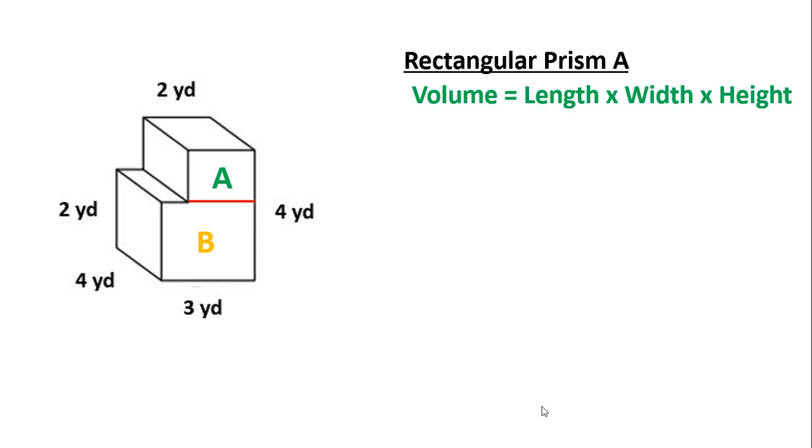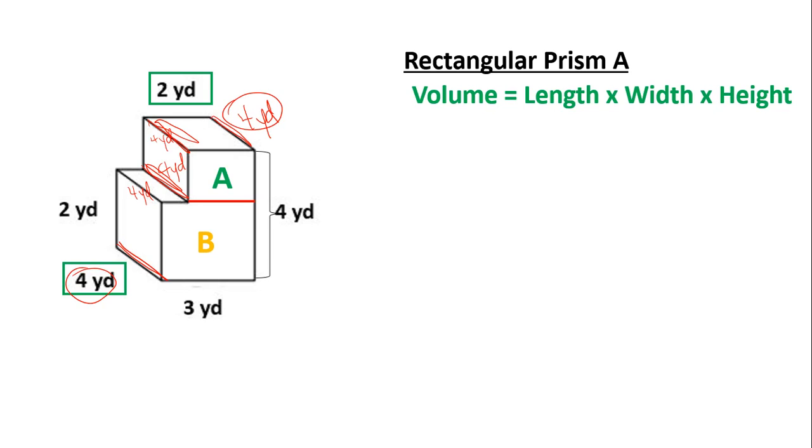So the length of rectangular prism A is 2 yards. The width here, notice there is no width that's shown here, here, or here. So we need to go all the way down to 4 yards down here. If this is 4 yards, then we know this is 4 yards. This width is 4 yards, this width is 4 yards, and this width is 4 yards. So even though it wasn't originally labeled, we know that the width of rectangular prism A is going to be 4 yards.